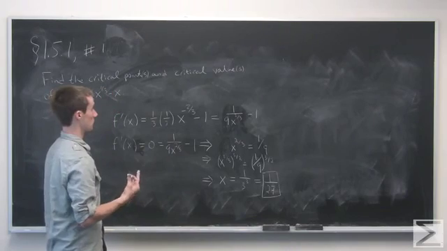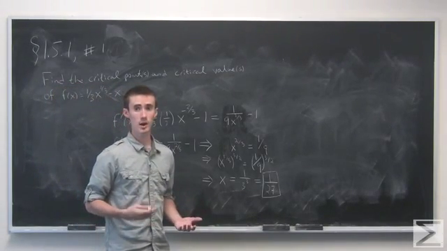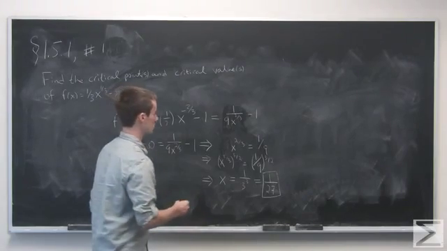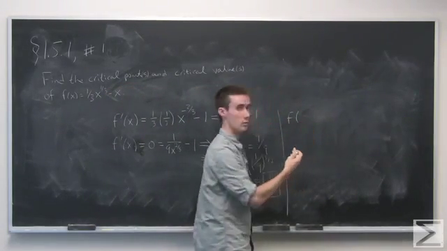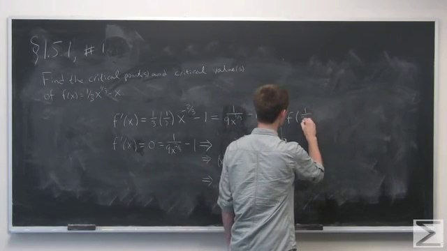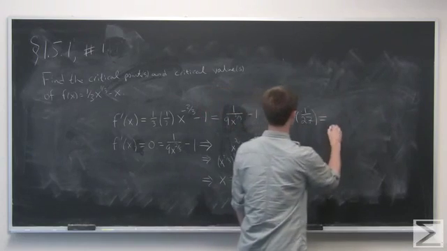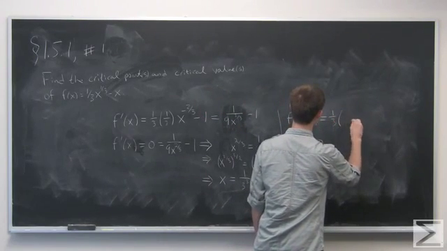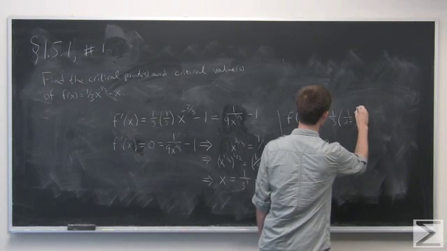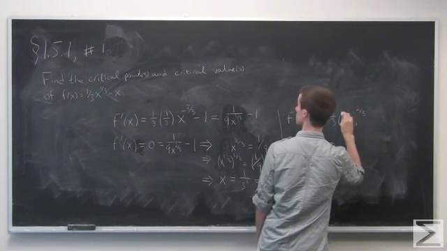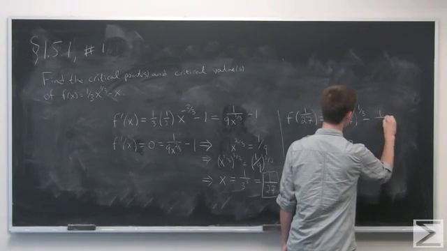Now, the next step is to find the critical value, meaning the value that f takes on at this point. So to do that, we simply plug in 1/27 into our original function f, which is 1/3 times 1/27 to the 2/3 power, or excuse me, to the 1/3 power, minus 1/27.